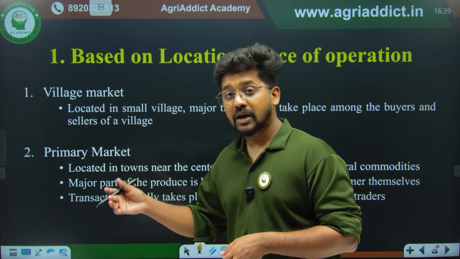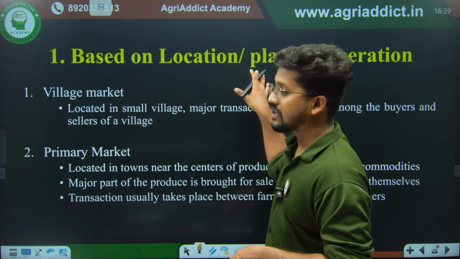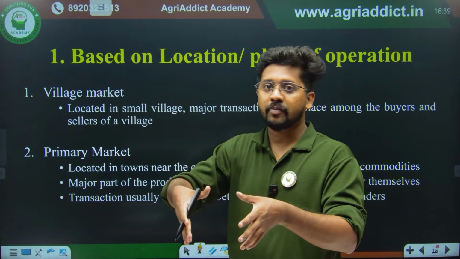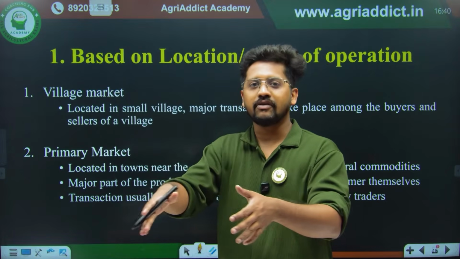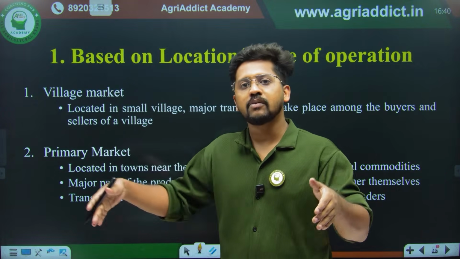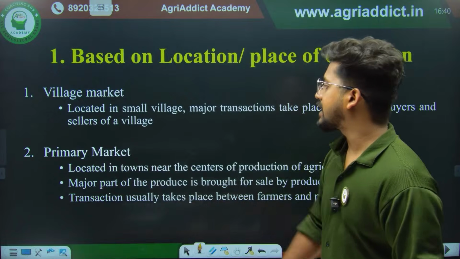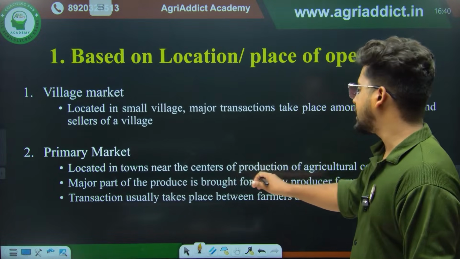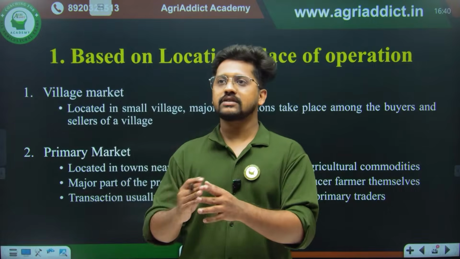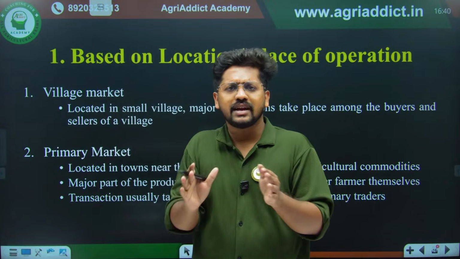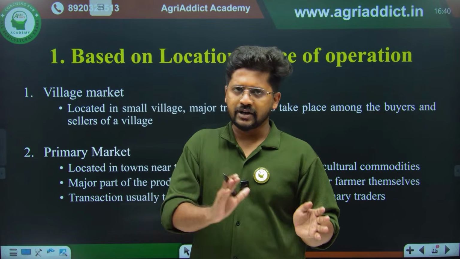The second one is the primary market. This is also based on location or place of operation. The place of operation is getting wider and wider. The first one was covering only a little village, and now we are going a little higher. The primary market is located in towns near the centers of production of agricultural commodities. Some towns will be there; it's not a metropolitan city. It is like the small towns near your home.